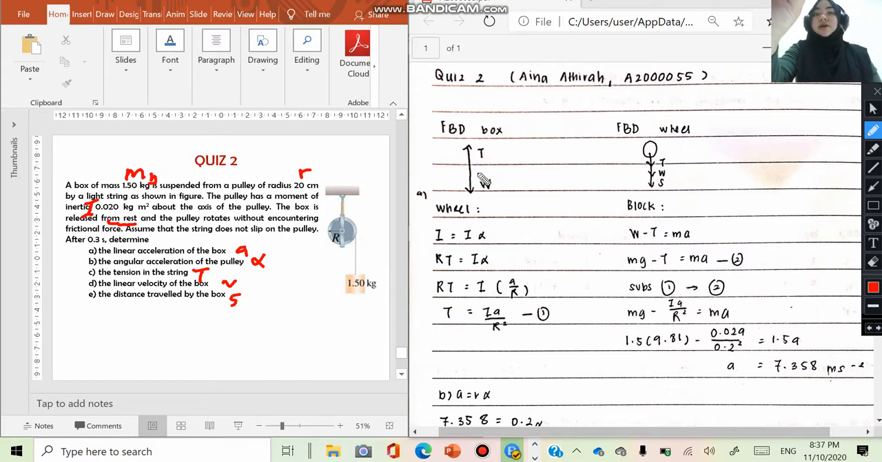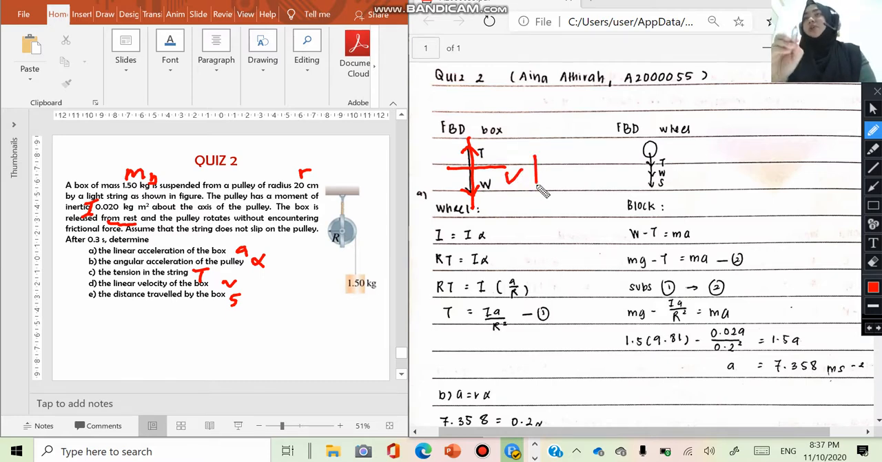T ke atas, W ke bawah. Betul ke salah? Betul, tapi saya tak berapa suka sangat cara dia sketch. Saya minta Aina Athirah and the rest buat lukisan yang betul-betul lah. Saya nak awak nampakkan the axis lah ya. So ini axis X, so sini axis Y. So barulah ada tension ke atas dan W ke bawah. Okay, tapi saya bagi je lah markah dekat dia, dapat satu markah.